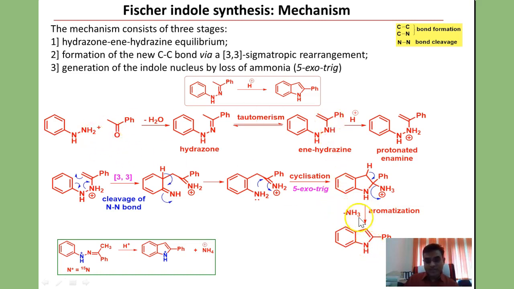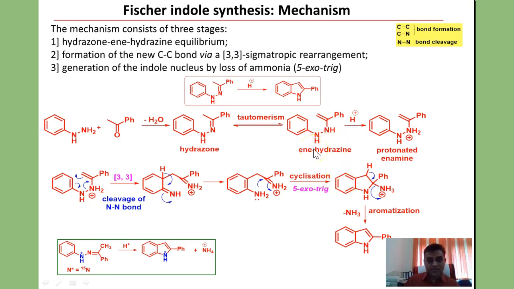So in this mechanism, in general, 3 stages are involved. First stage is the tautomerism between the hydrazone and enhydrazine, and second stage is the 3,3 sigmatropic reaction of the protonated enamine or enhydrazine to form a carbon-carbon bond and the nitrogen-nitrogen bond cleavage, and later on the loss of ammonia.